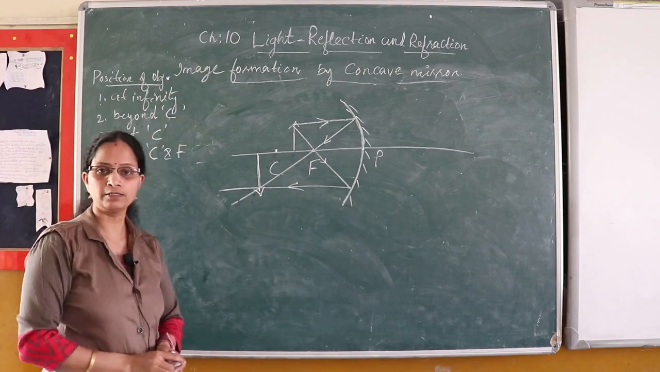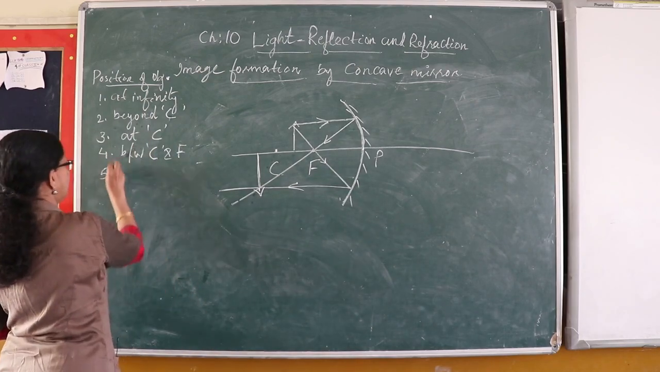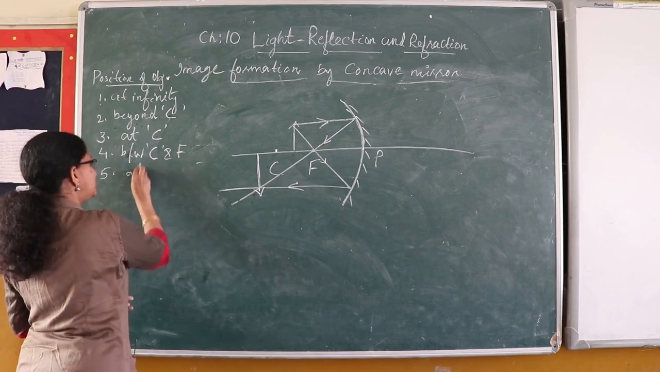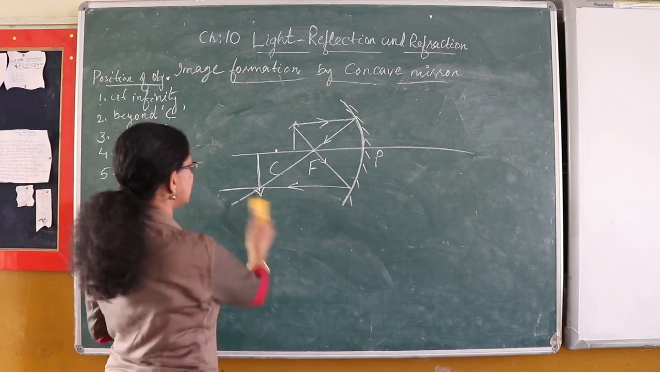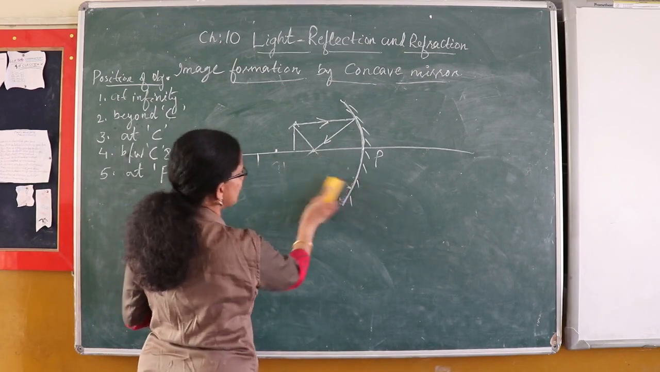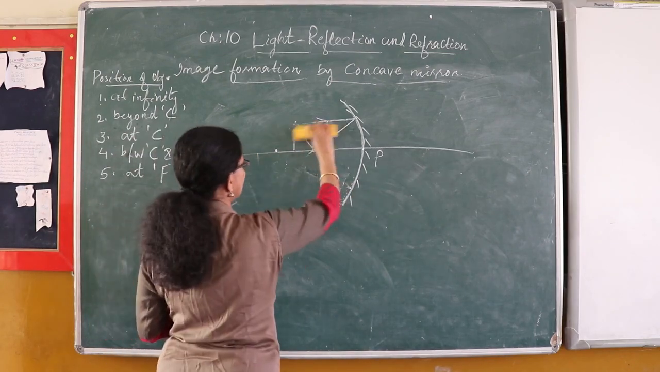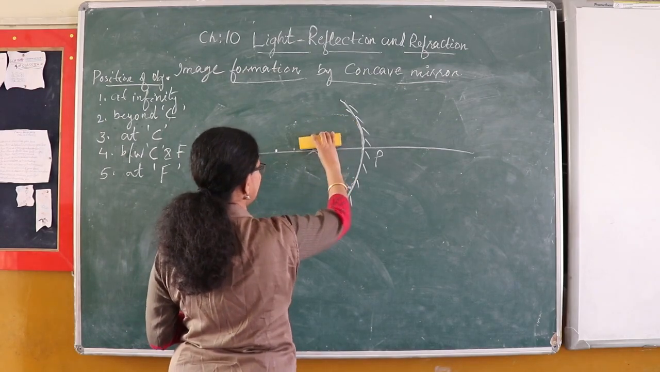Now, moving to the next situation, that is when the object is kept at the principal focus F. When the object is kept at the principal focus F, what will be the characteristics or the nature of the image formed?